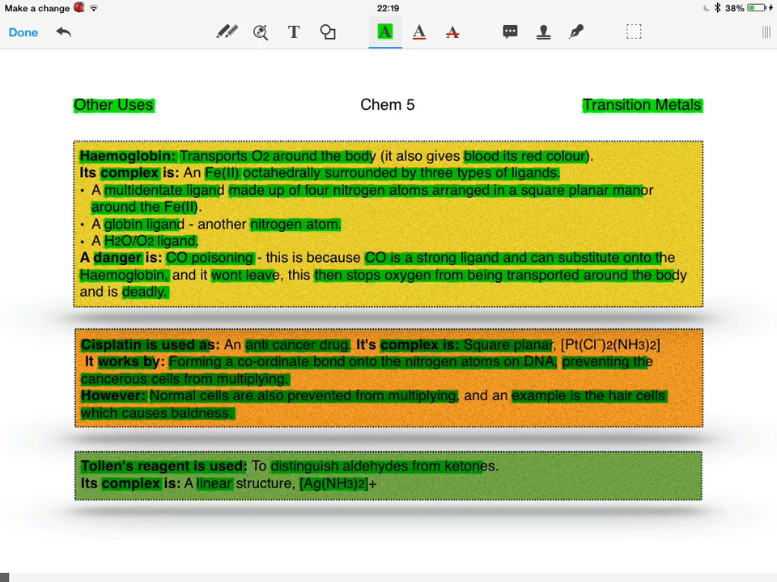overall charge of +1. And that's it for the other uses of the transition metals and transition metals on a whole.